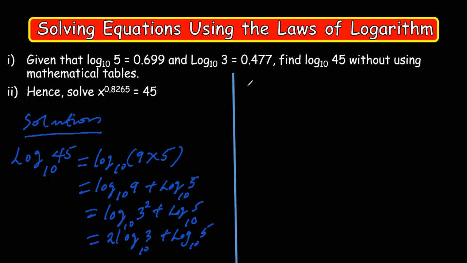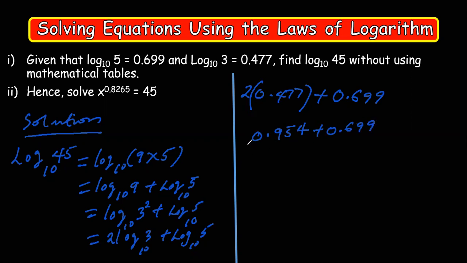So we have 2, which is going to multiply the value of log 3, and the value of log 3 is 0.477. So let's close the bracket. Then plus the value of log 5, which is also given as 0.699. Yeah, so we have something like that. Then when we multiply this value by 2, we have 0.954.